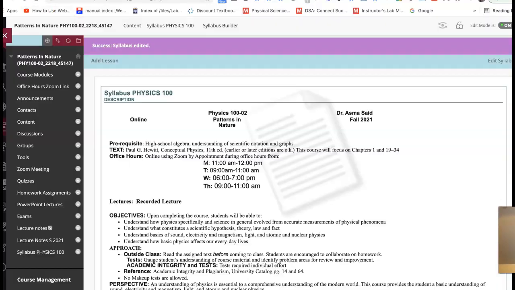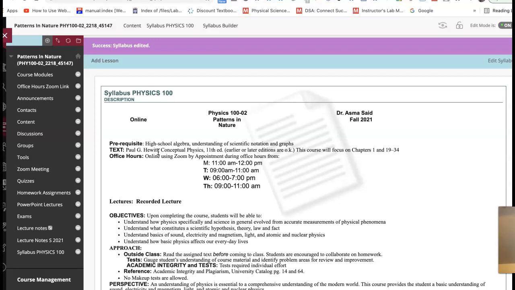Now, my objective from this orientation is basically to go over the syllabus and to show you some of the most important links in the course. Let me first talk about the syllabus, and then I'm going to go through all the links that we have in here. Of course, this is your course. It is Patterns in Nature.